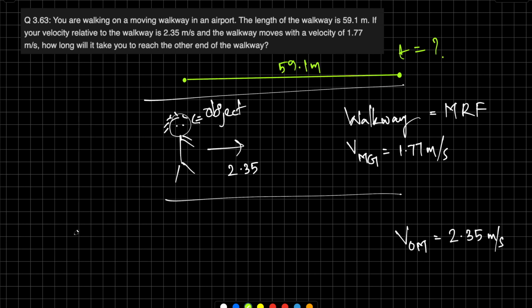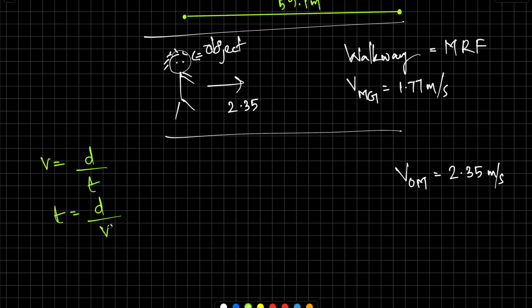We can use the equation for velocity. Velocity is displacement over time. Time equals displacement over velocity, or displacement over the velocity of the object with respect to ground, the actual velocity of the object, right? Or VOG. That's the equation for time. Okay, we have distance, which is 59.1 meters, but we don't have VOG, right? I'm going to find VOG.